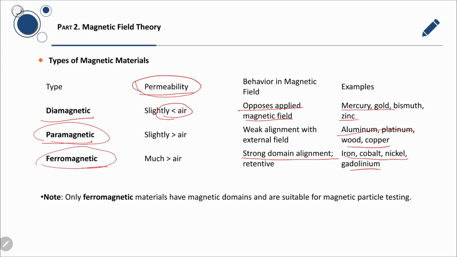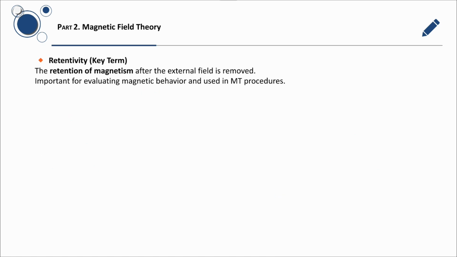Only ferromagnetic materials have magnetic domains and are therefore suitable for magnetic particle testing. So you won't use MPT on aluminium or brass, for instance. So let's move to the next video.